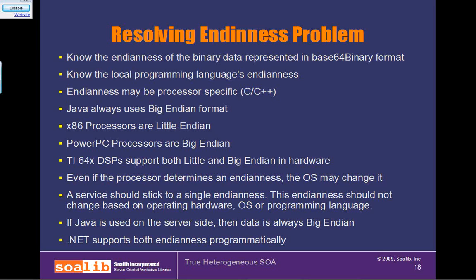A good service designer may have binary data returned in either big or little endian. So if you are building services, make sure that you have an option for the client to choose the endianness. If you're returning binary data from your service, allow the client to choose the endianness. That's one big solution to this.